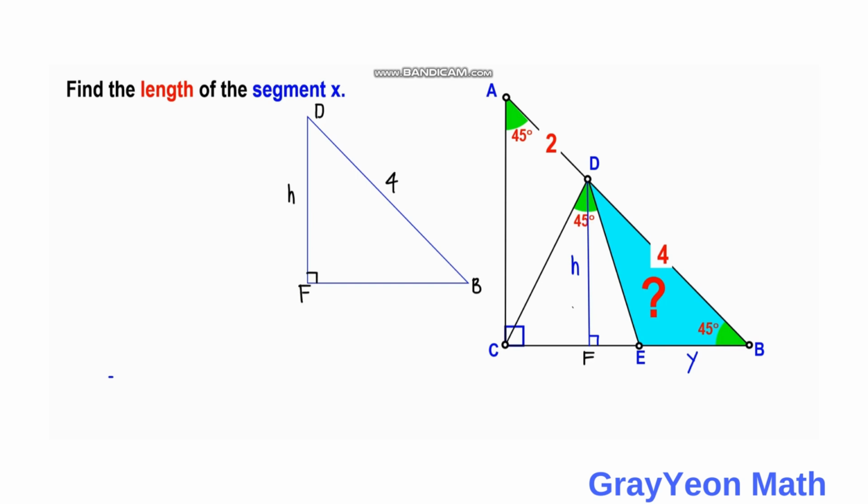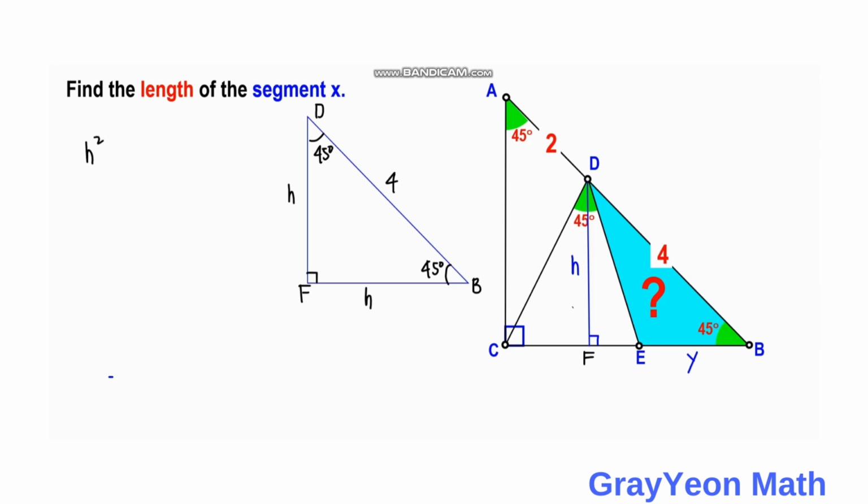Since this is a 45-degree angle, this should also be a 45-degree angle. If that is the case, we have two 45-degree angles and a 90-degree angle. Then this triangle is an isosceles right triangle, the same as ABC, which is an isosceles right triangle. So this will be H also. Therefore, we can find the value of H by the Pythagorean theorem.